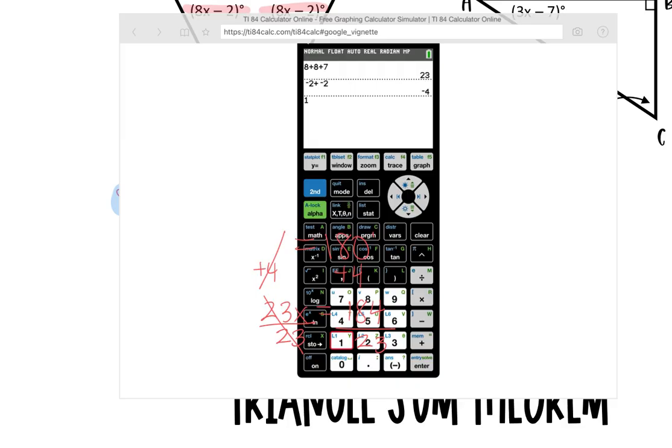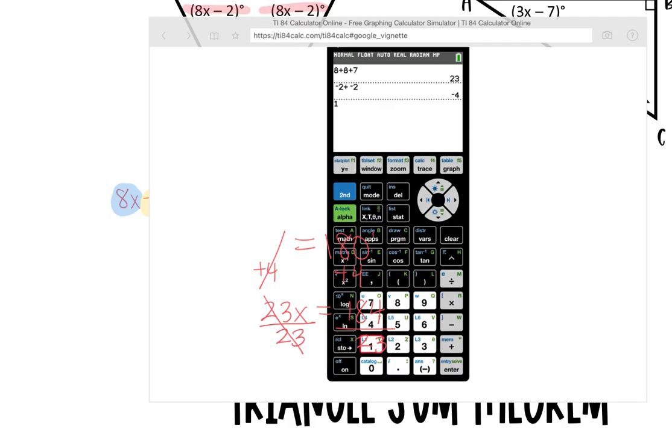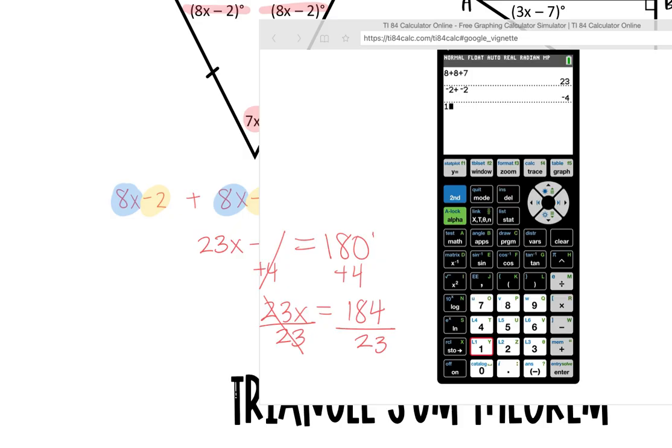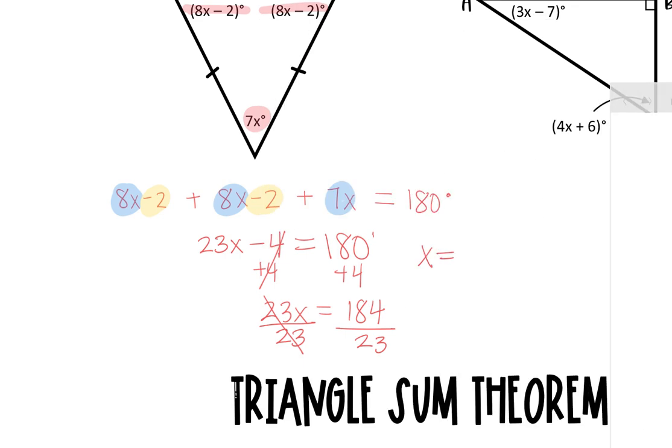180, what's happening? Can't move it. I have to move it a little bit to the side because if not, I'm not going to be able to. 184 divided by 23. See what I get. And I got an even 8, which is nice. So your x equals 8. They only asked for x, so I can stop there.